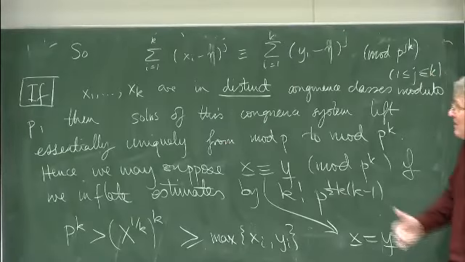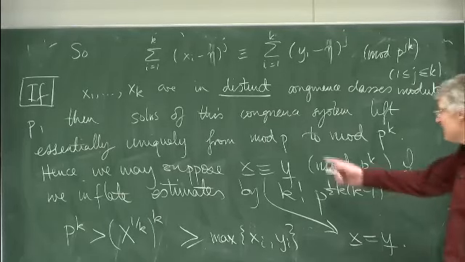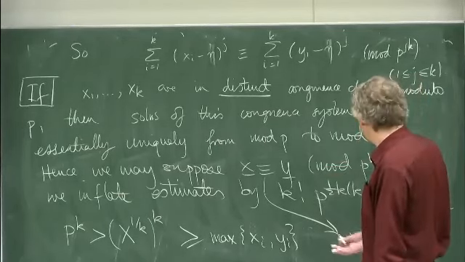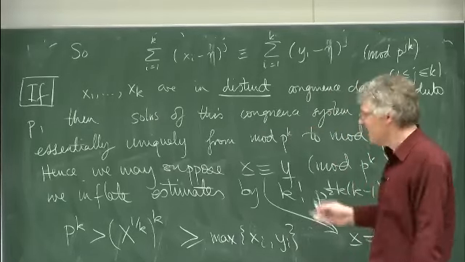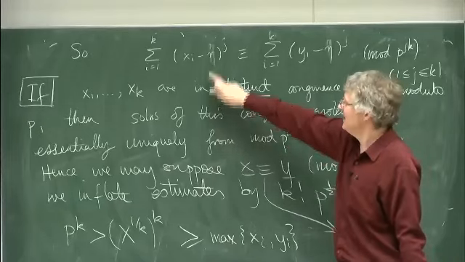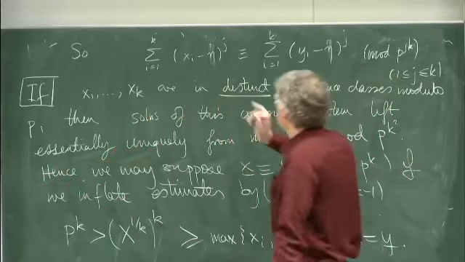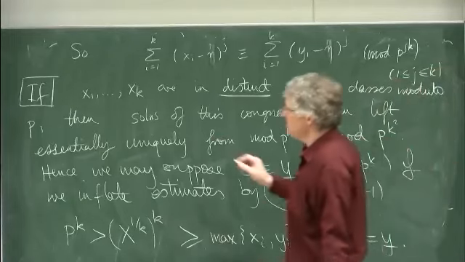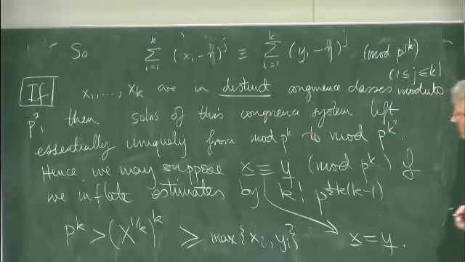Aha! So if these are all in distinct congruence classes mod p, then this congruent system would lift uniquely from mod p, well, even mod p^k, to mod p^(k^2). Well, there's a lie here already, because there's no way these can be distinct mod p, because they're all in the same congruence class modulo p. But it's possible that they're in distinct congruence classes modulo p squared. That's as distinct as they could be.